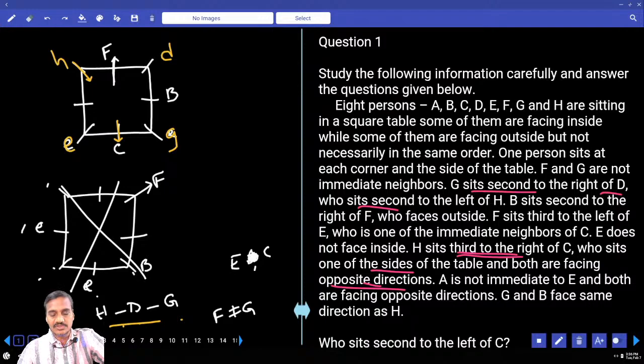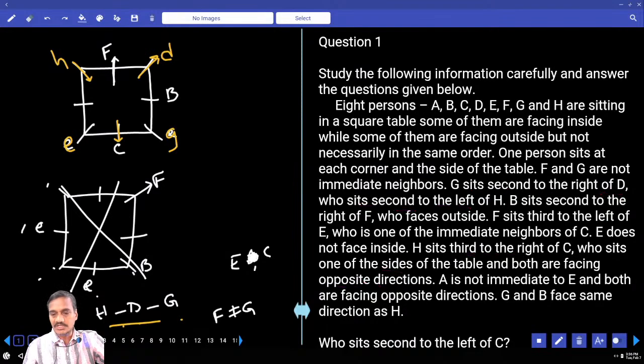G sits second to the right of D. D sits second to the left of H. D is seated second to the left of H. And next one, D sits second to the left of H, and G sits second to the right of D. G is seated second to the right of D, which means this person must be away from the center.